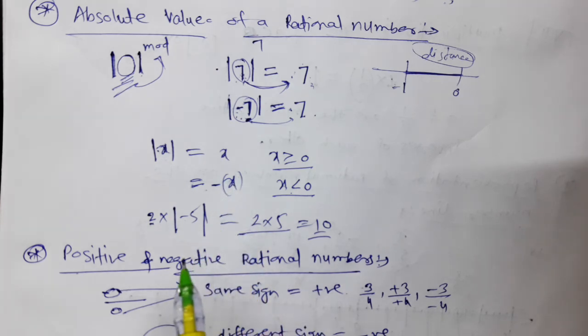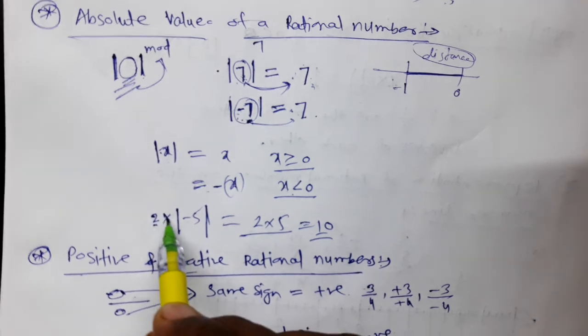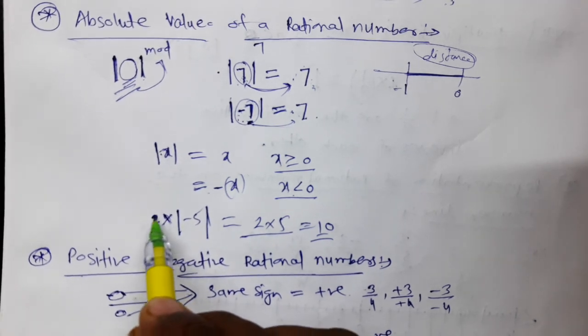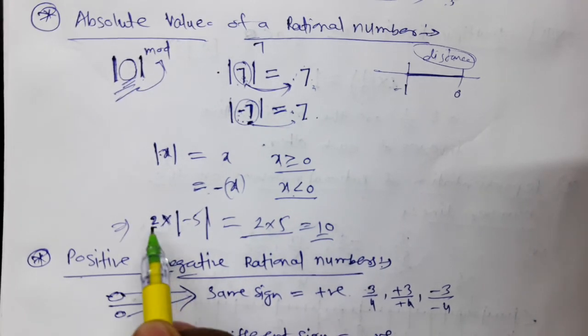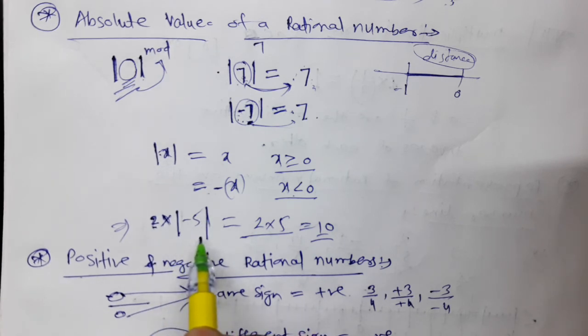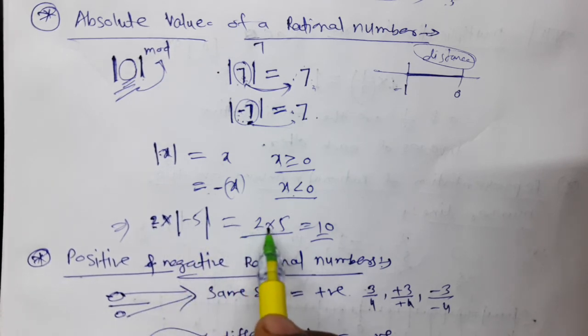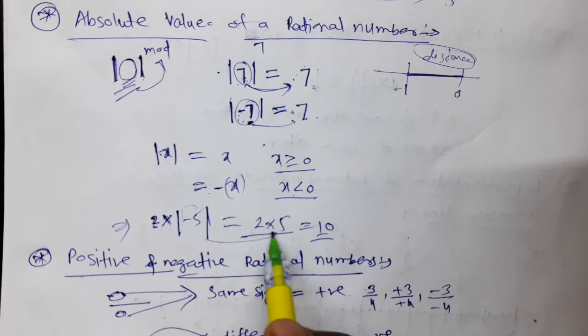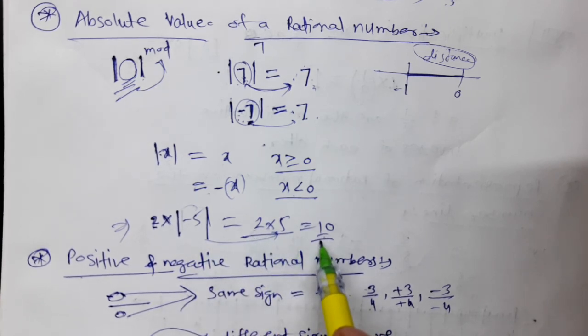Let us take one example of how these mods are used in simplification. 2 into mod of minus 5. So mod of minus 5 will be plus 5. 2 into 5 is 10. 10 will be the answer.